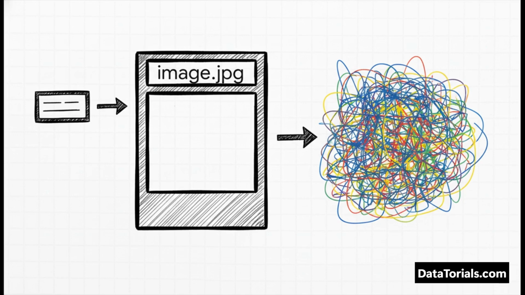Take this file, image.jpg. The file name itself, or metadata, like the date it was created, that's actually semi-structured. It's data about the data. But the core content, the raw pixel information that actually forms the picture you see, that part is completely unstructured.